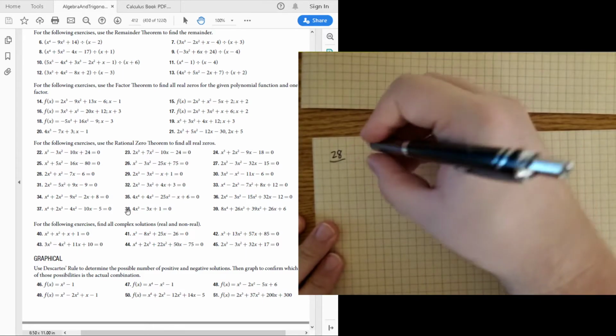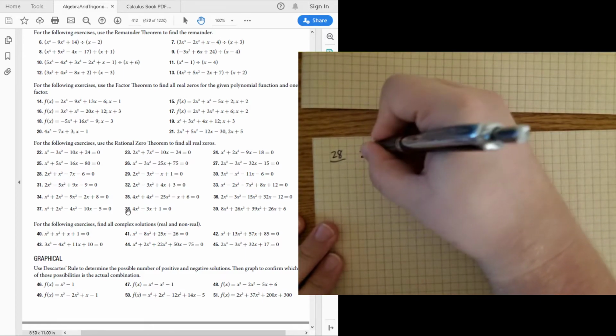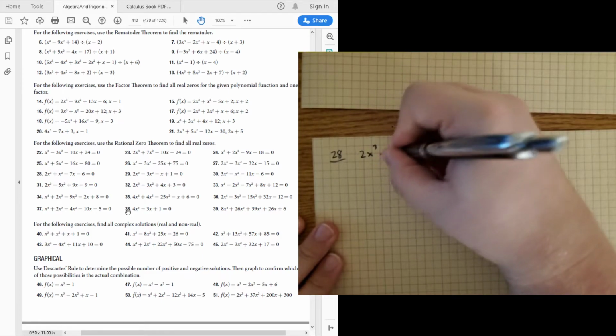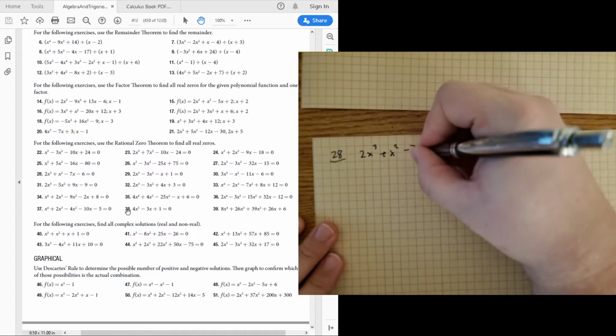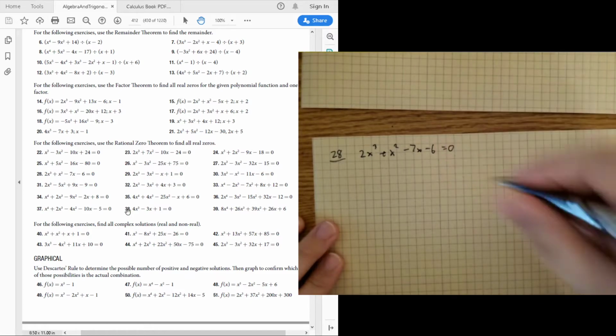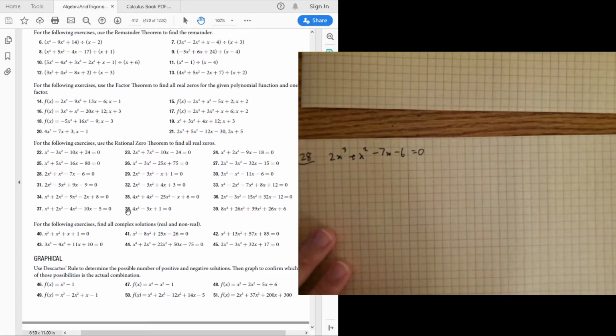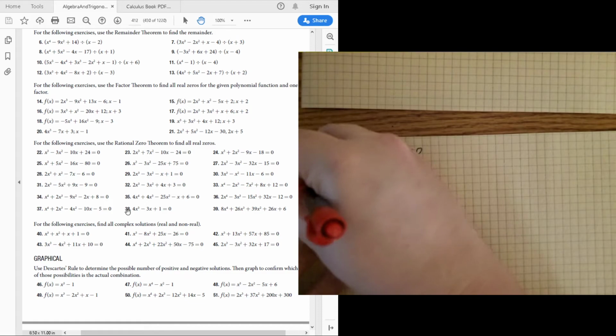We have 2x cubed plus x squared minus 7x minus 6 equals 0. Okay. So let's look at how I can do this.